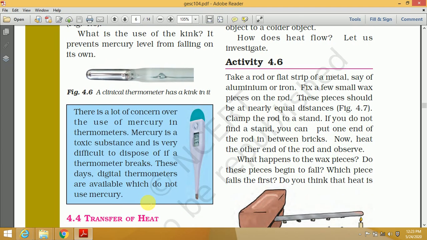So this blue box, now you see, this is a new type of thermometer. Nowadays we use these types of digital thermometers. You see, mercury which is there in the thermometer is a toxic substance, and it is very difficult to dispose of also. So if by chance the thermometer breaks, then the mercury which will come out would be very dangerous, it would be harmful. So in order to avoid that, these days digital thermometers are used, and these thermometers do not use mercury.